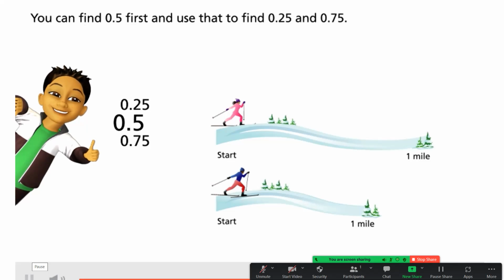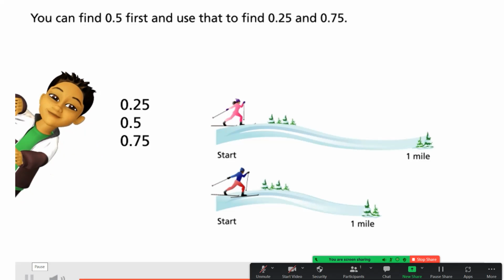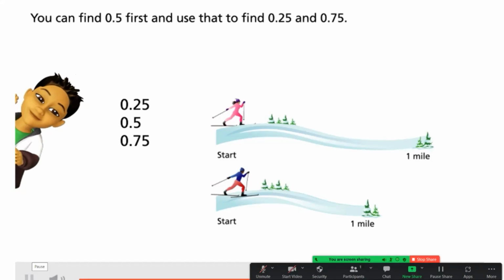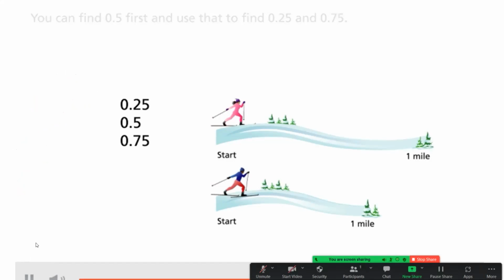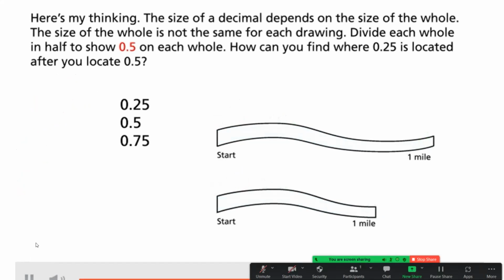You can find 5 tenths first and use that to find 25 hundredths and 75 hundredths. Here's my thinking. The size of a decimal depends on the size of the whole. The size of the whole is not the same for each drawing. Divide each whole in half to show 5 tenths on each whole. How can you find where 25 hundredths is located after you locate 5 tenths?